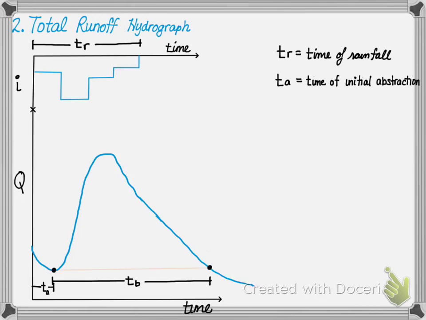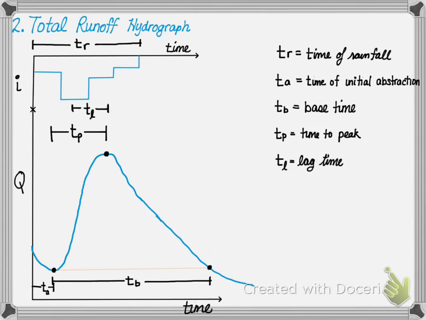Next, the time from the lowest point across the hydrograph as a straight line is referred to as the base time. All flows below this point are considered your base flows. Next, the time when runoff begins to the highest point on the hydrograph is referred to as the time to peak.